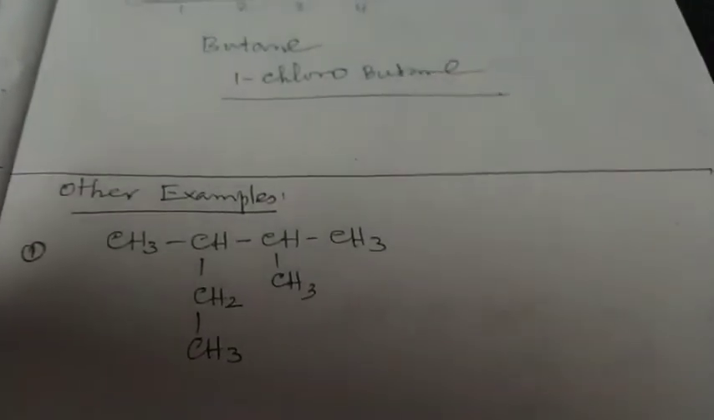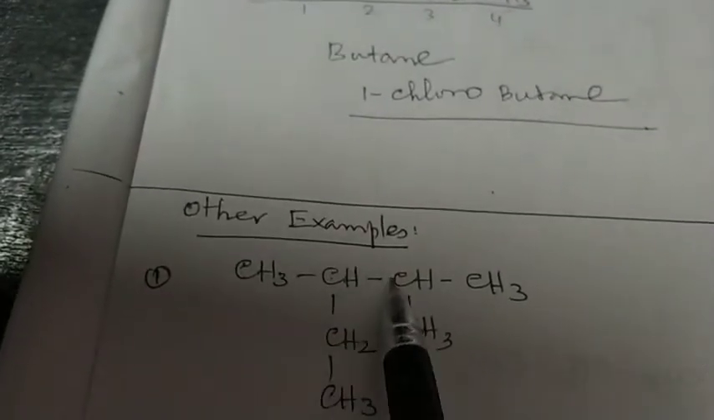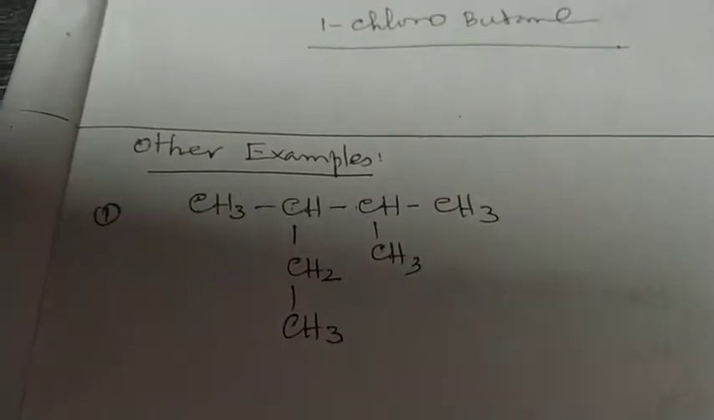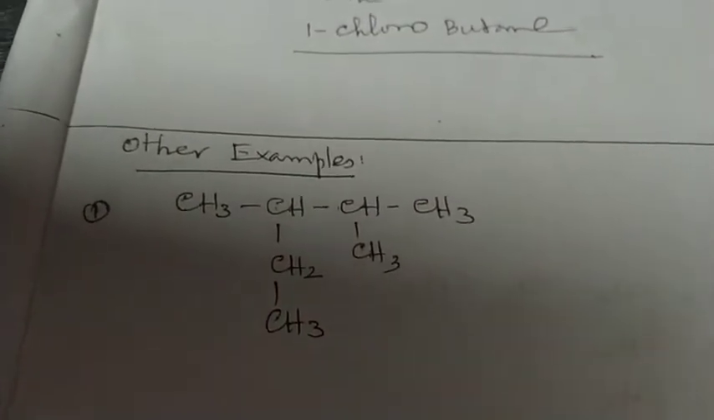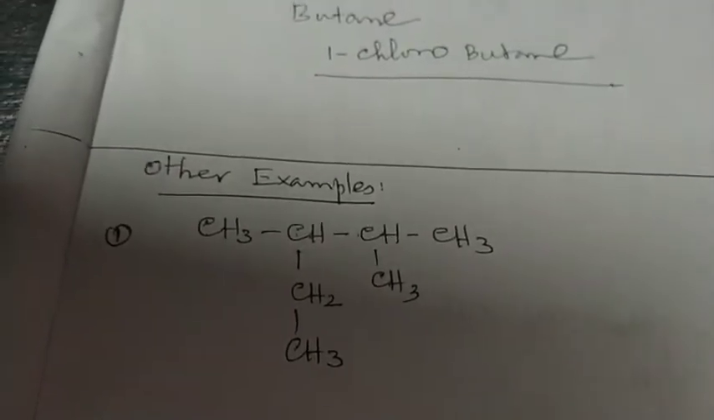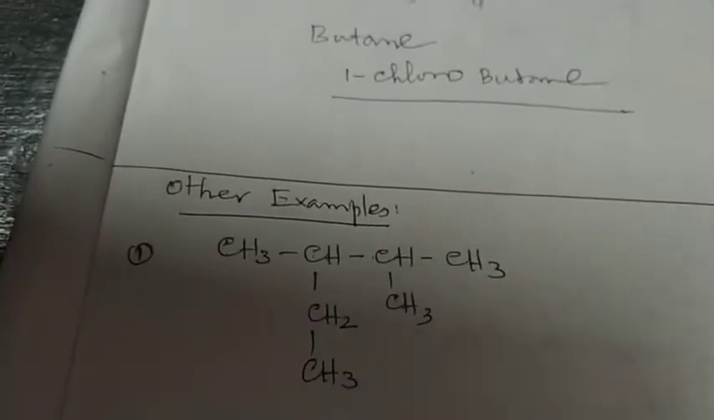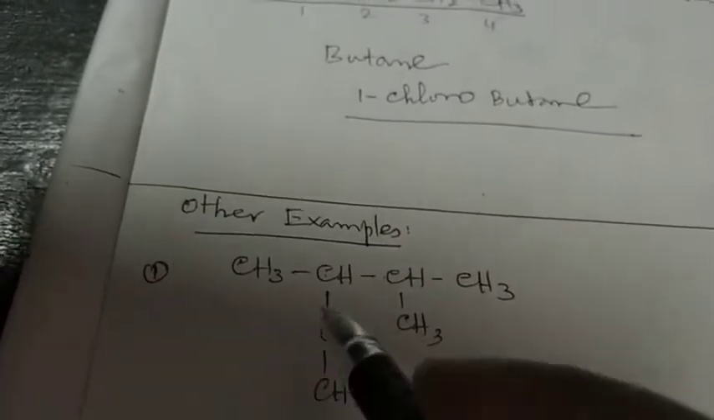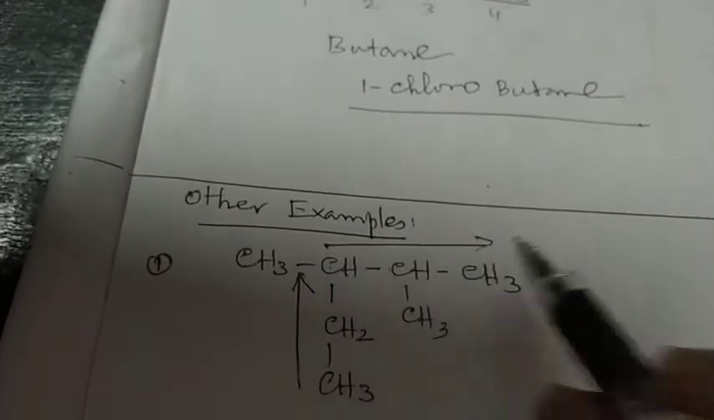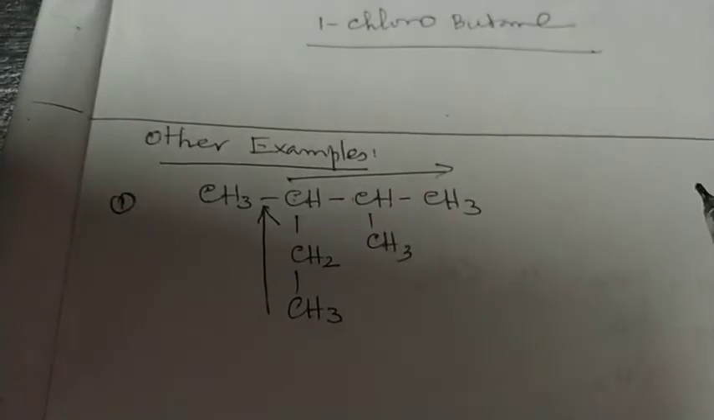Actually, in the linear pattern there are 4 carbons, 1, 2, 3, 4. But according to the IUPAC pattern we have to check the longest chain of carbon atoms. Is there any other possibility to get a greater number of carbon atoms in the chain? In the linear pattern 1, 2, 3, 4 is possible. Also we can move from here to here, then to here. So 1, 2, 3, 4, 5. 5 carbons is possible in this way.